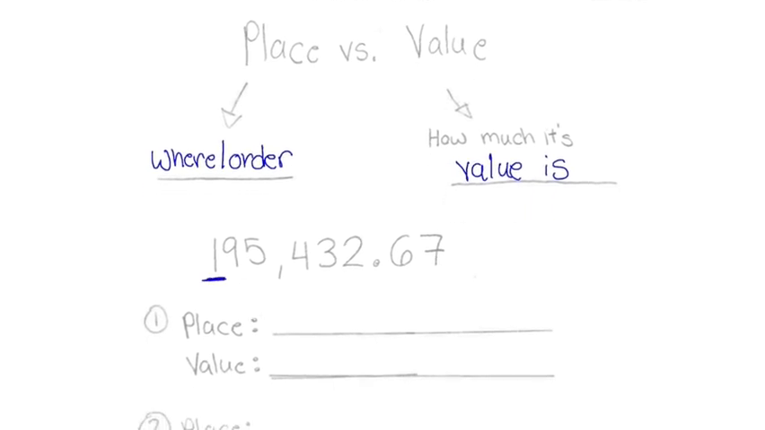A lot of numbers in there, but what place value is that one in? Well, it's 1, 2, 3, 4, 5, 6 places away from the decimal, which means it's in the hundred thousands place. And the value is 100,000 because there's a 1 in the hundred thousands place.